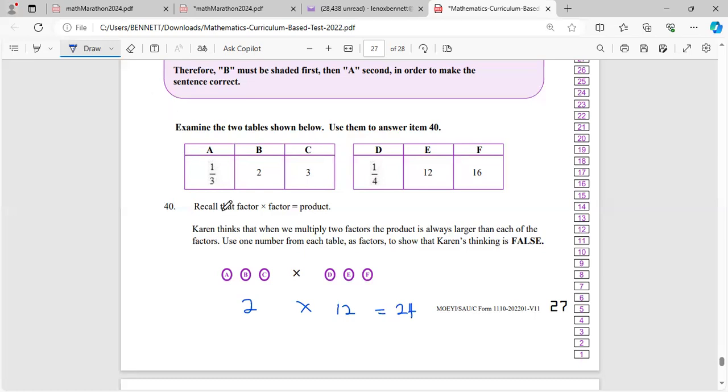Sir, I feel like you could say a third multiplied by a quarter. A third multiplied by a quarter will give you 1/12, and a quarter is larger than 1/12, and 1/3 is larger than a quarter, larger than 1/12. This is the smallest one. Sir, 1/12 is the answer. Remember, they just want you to prove that not all the time when you multiply factor by factor is the product larger than the factors, especially when you multiply by fractions.